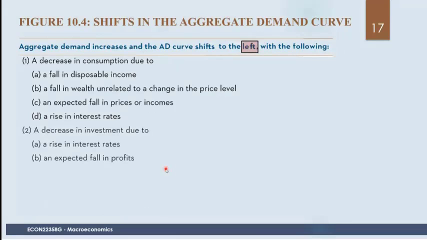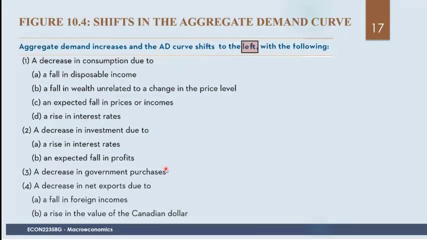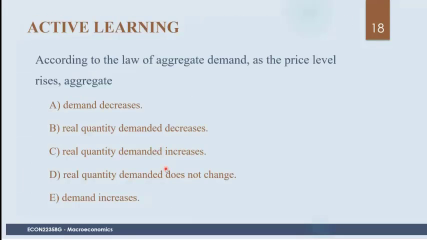It would shift to the left for the same reasons but the opposite, right? So instead of an increase in government spending, we have a decrease. So these are the same things, they're just moving in the opposite direction. Okay, so make sure you know this list. If any of these change, then we know we're going to be shifting the demand.